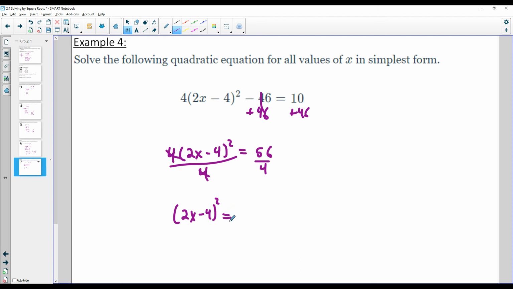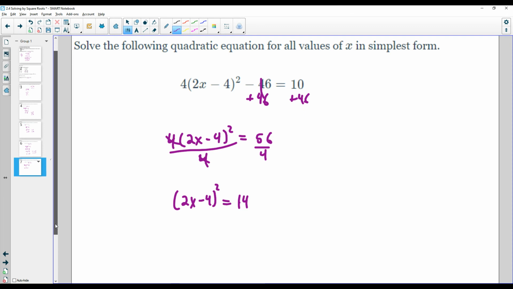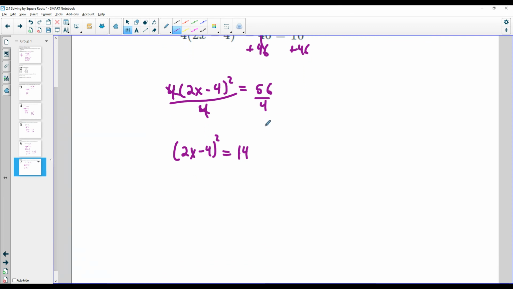equals 56 divided by 4, which is 14. Because 4 times 10 is 40, and then we need another 16 after that, and 4 times 4 is 16, so together 10 plus 4 is 14. And then we could take the square root.